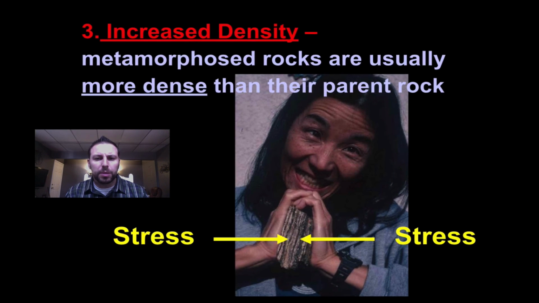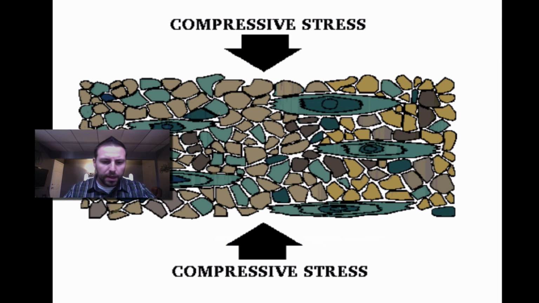We also notice with metamorphic rock there's an increase in density. Here, we've got this woman pushing on this rock. It takes a little bit more effort than what she has. But because we're pushing all this stuff in closer together, these rocks become more dense and usually are more resistant to weathering because of that. And here's our compressive stress, and notice how it's going to stretch out some of these particles that are in there.